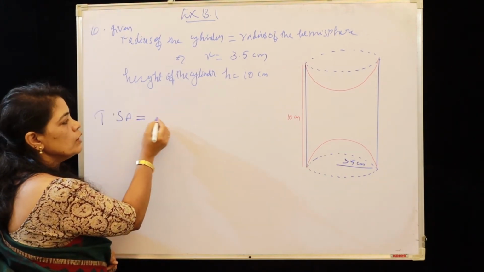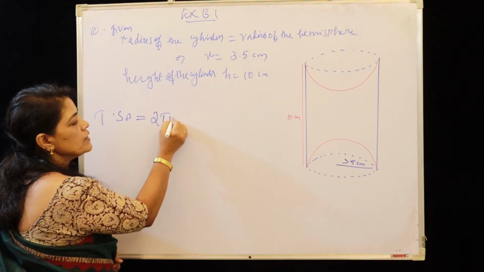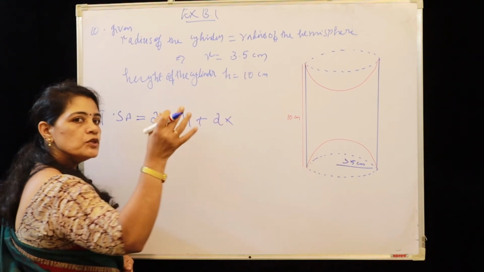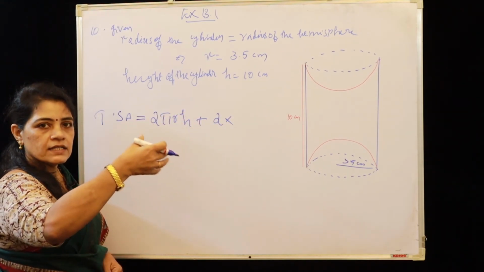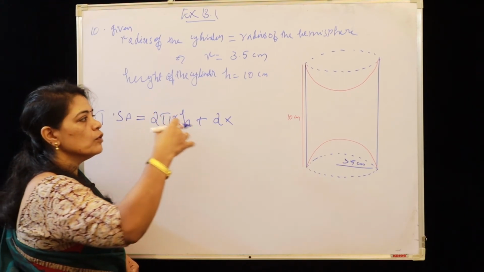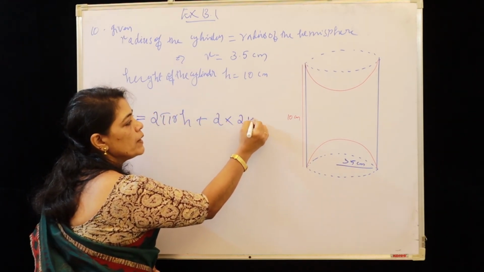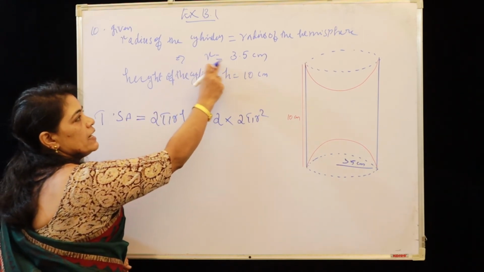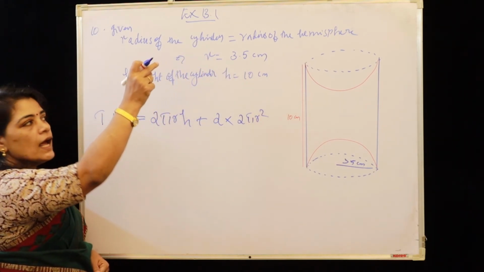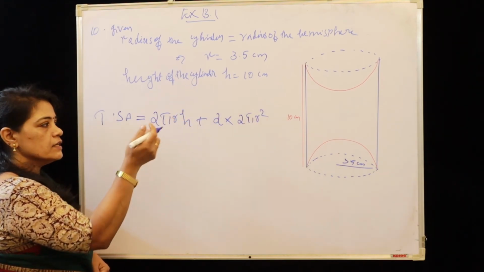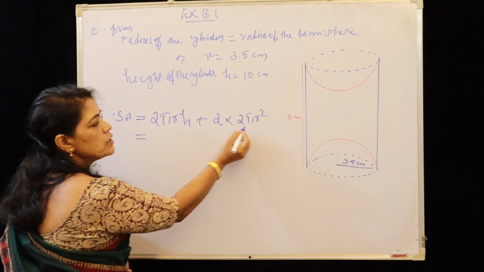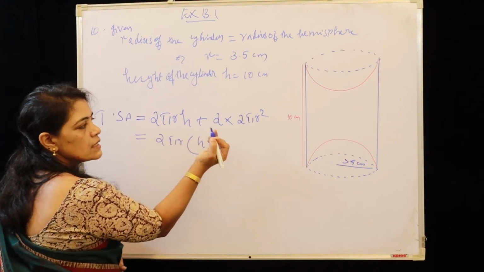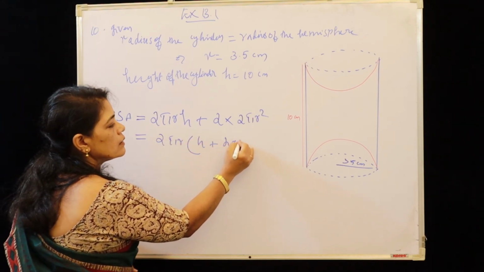This is equal to the CSA of the cylinder, that is 2 pi r h, plus 2 into 2 pi r square for the two hemispherical depressions you can see after scooping out a hemisphere from both ends. Here radius is 3.5 centimeter and the height of the cylinder is 10. Quite a simple problem. So as usual you can take 2 pi r common, so h plus 2r.